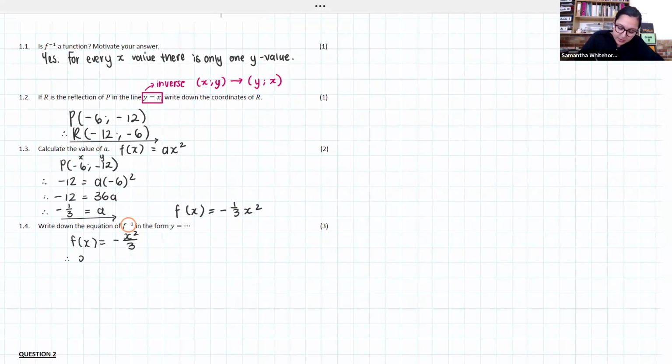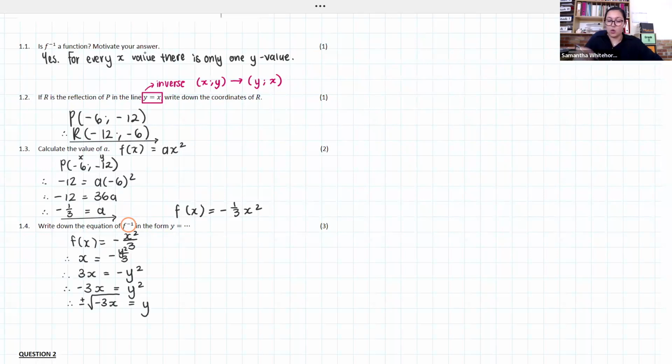So remember, first step is you swap your variables. x is equal to negative y squared over 3. I now see that I need to multiply by 3 on both sides to get rid of my fraction. That gives me 3x is equal to negative y squared. Divide both sides by negative so that our y term is positive. And obviously we don't want the squared, so we're going to square root. Please remember that when you square root, you can have a positive or negative. So plus or minus square root of negative 3x is equal to y.